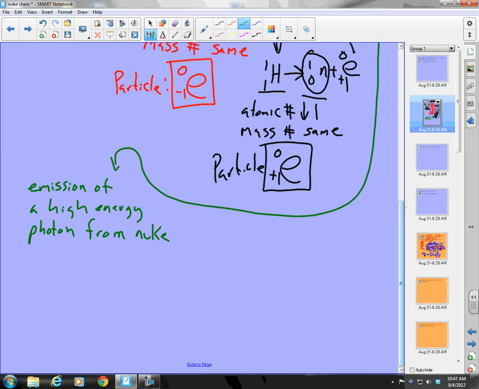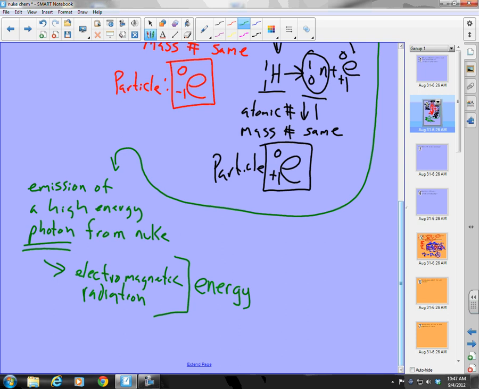Well, what's a high energy photon? Hey folks, a photon is really electromagnetic radiation. And we'll learn more about electromagnetic radiation next chapter. But for us, here's all we need to know. This is just a form of energy. So with gamma radiation, only energy is released.